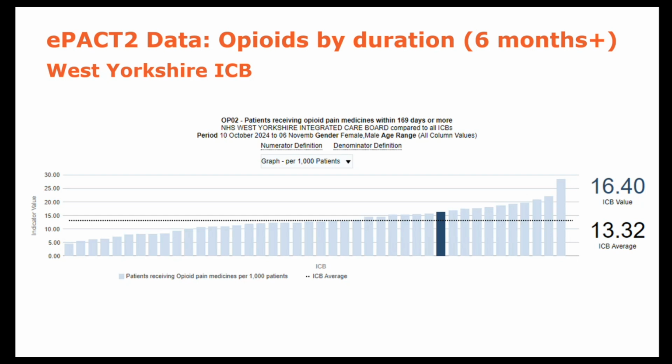And then again, a similar graph, but this shows the 6 months or more duration of opioid prescribing. Again, we can see West Yorkshire in the dark blue, and again, sitting more towards the top end, slightly above the ICB average. Hopefully that's been useful to see some of the data that is available, and to look at where West Yorkshire ICB currently are in that picture. And please do get in touch if you would like any further information about EPACT2 or any of the data sources we've mentioned, and the opioids prescribing comparators dashboard. We'd be happy to support you.